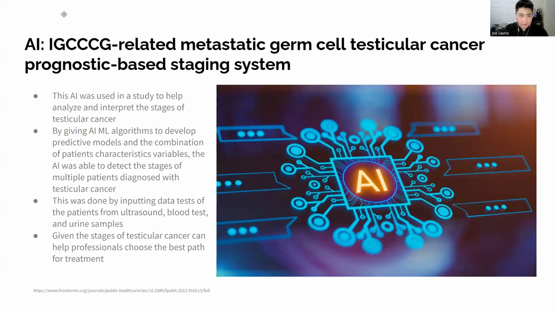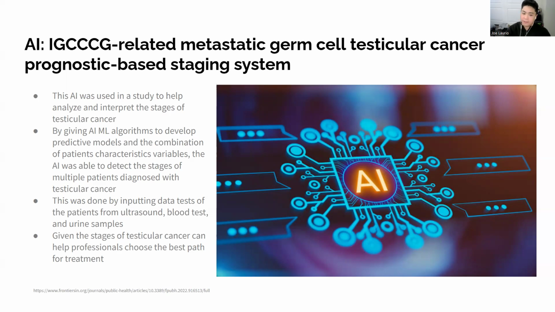And we are actually able to use AI now, the IGCCCG-related metastatic germ cell testicular cancer prognostic-based staging system, a little bit of a tongue twister. This AI was actually used to study, analyze, and interpret the stages of testicular cancer. By giving AI ML algorithms to develop predictive models, the combination of the patients' characteristics and variables, AI was able to detect the stage of multiple cancers diagnosed with testicular cancer.